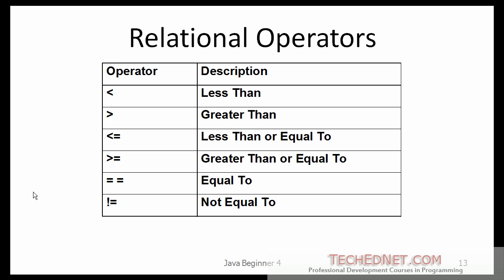Here we have the relational operators. So if you want to compare two things, for example, compare two numbers, whether one is greater than the other, one is less than the other, are they exactly equal or not equal, you have all of these operators available.